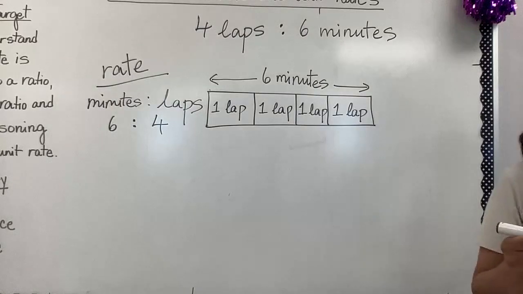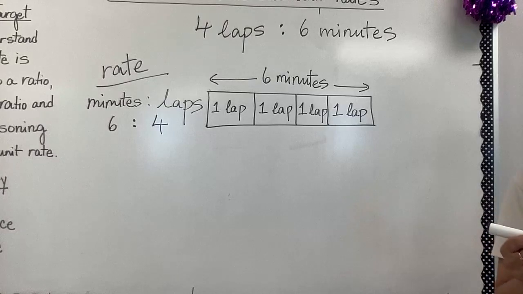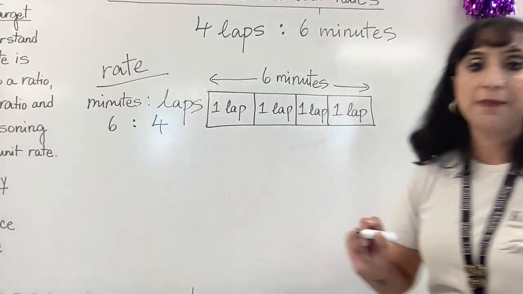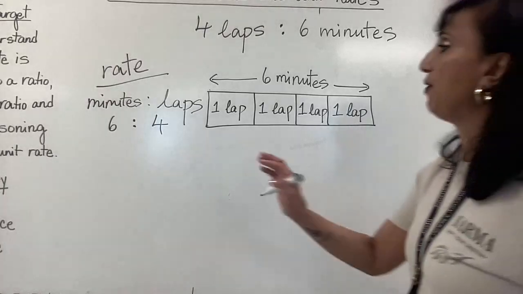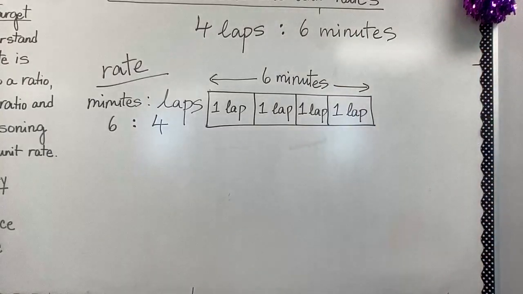And a rate is a special kind of ratio in which the units are different, and the ratio 6 to 4 has the associated rate 6 minutes for 4 laps. Okay? And to find the number of minutes per lap, we are going to find the value of each section.